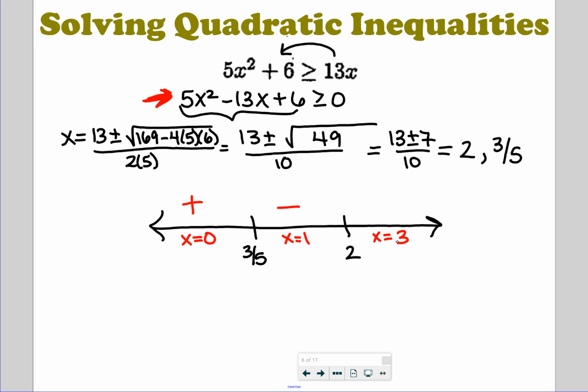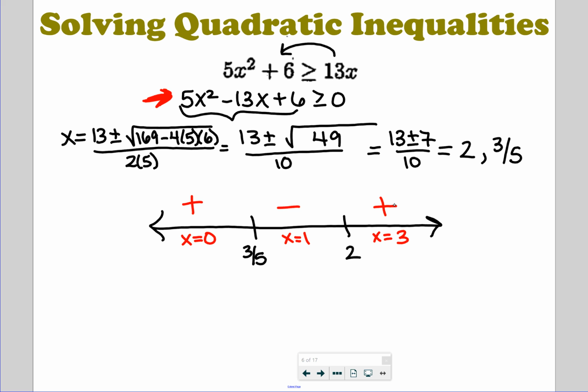And if I plug in 3, my first term will be 3 squared, 9, times 5, which is 45, minus 13 times 3, which is 39. So 45 minus 39, let's see, gives me 6, plus 6 gives me 12. I get a positive number.